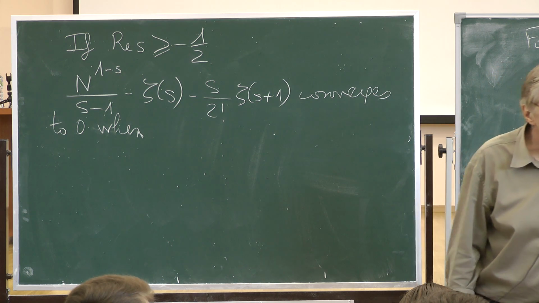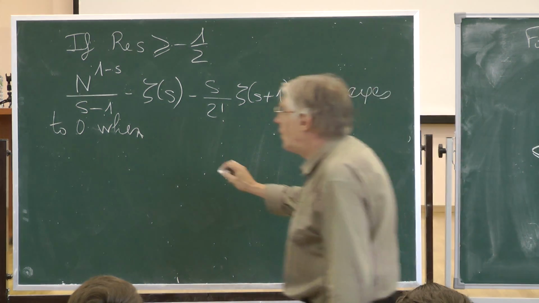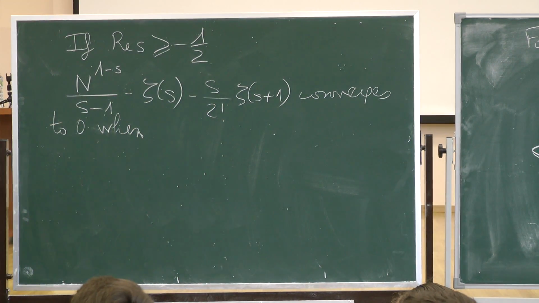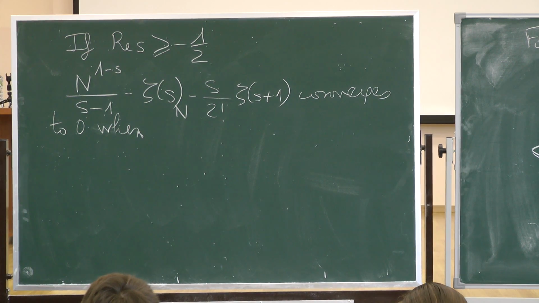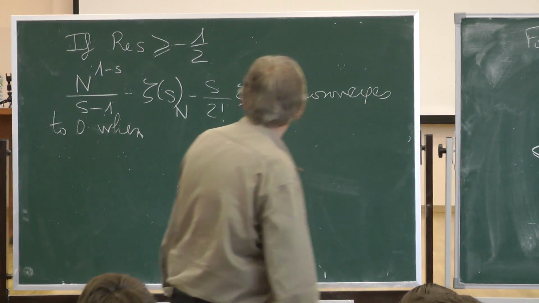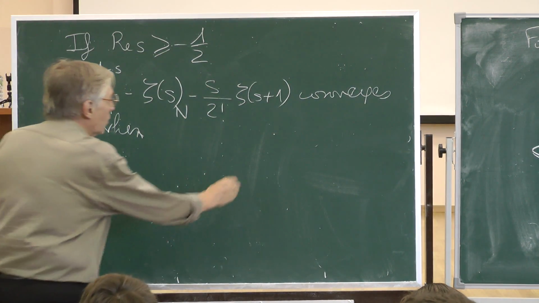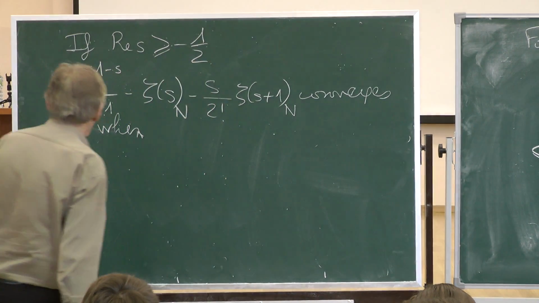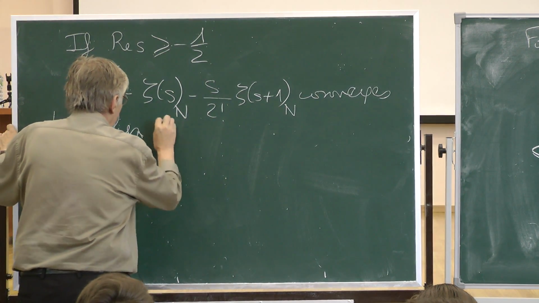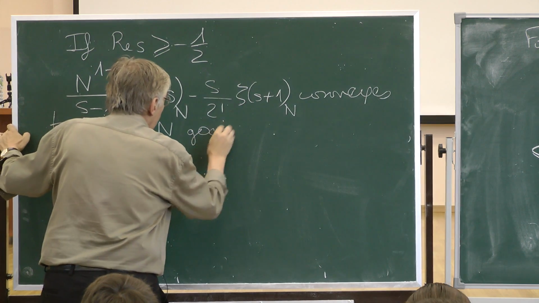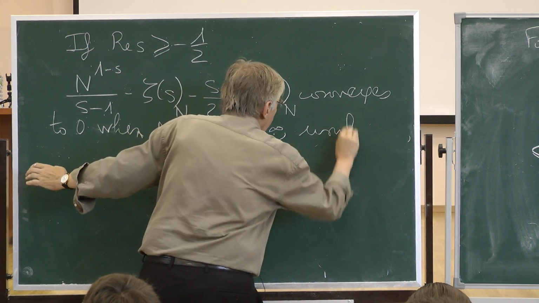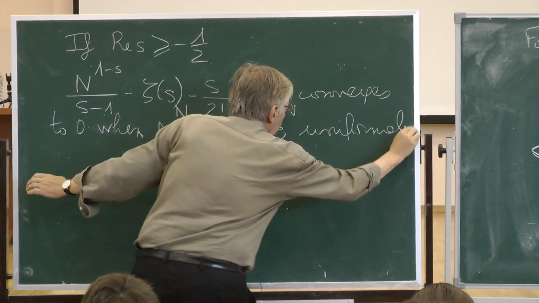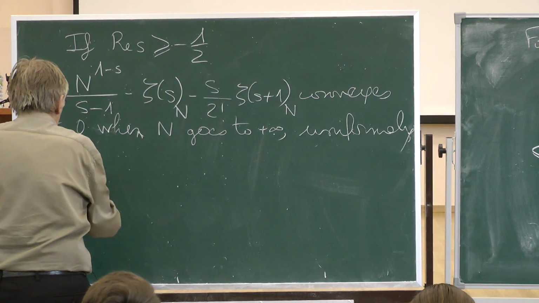sub n, right? Yes, absolutely. You are absolutely right. I need to put an index sub n. This is essential. Did I put it here? Yes, this is absolutely essential. And here also an index sub n. Converges to 0 when n goes to plus infinity. And this is uniformly on any compact set in the same sense as before.